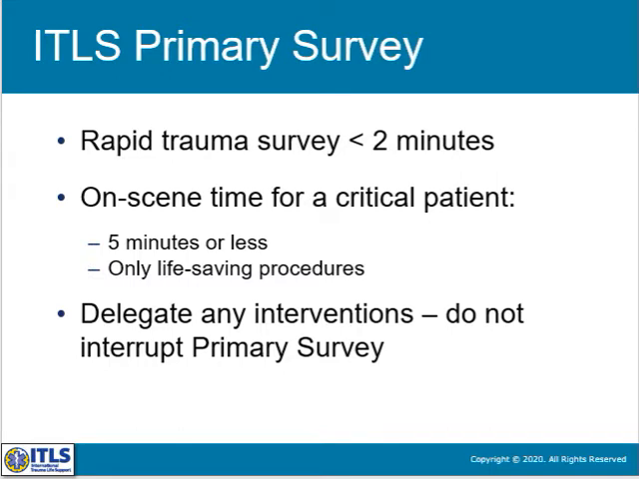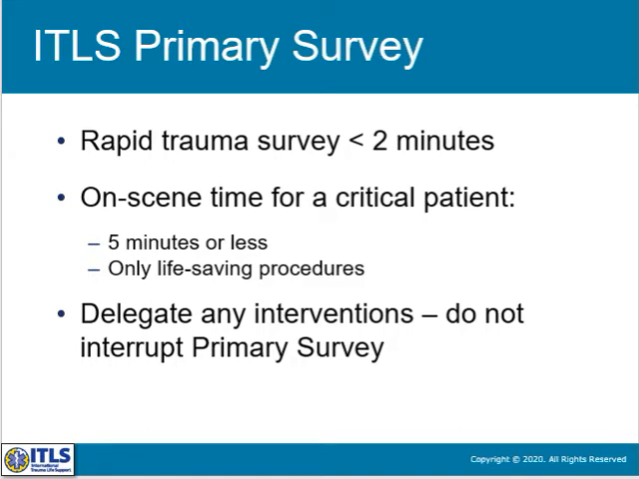Rapid trauma survey should be no longer than 2 minutes. All right, it's extremely important that you get very comfortable with doing a rapid trauma survey, and it should become relatively fluid for you over time. This is where critical patients are identified. So make sure that you roll through that in less than 2 minutes. On-scene time for critical patients is 5 minutes or less. And it's been like that for a while, and only life-saving procedures should be done.